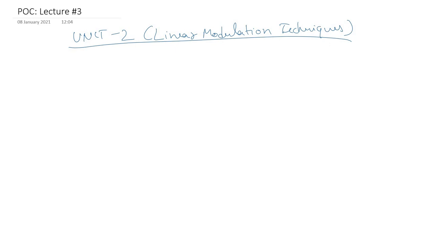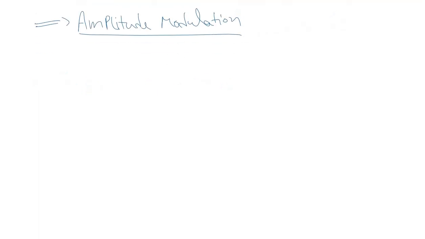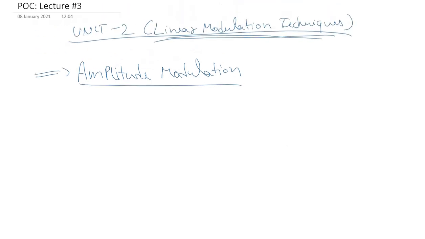Unit number 2 is our linear modulation techniques, and in particular we'll study amplitude modulation only in this unit, and the AM receivers towards the end of this unit. So basically we are going to study amplitude modulation, which is an analog modulation scheme, an integral part of analog communication. Okay, now the very first question: why do we call it a linear modulation technique?